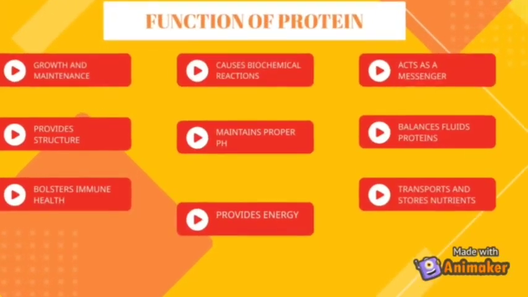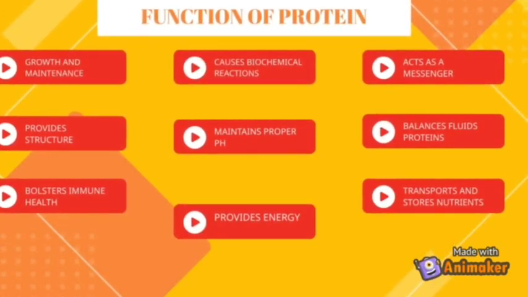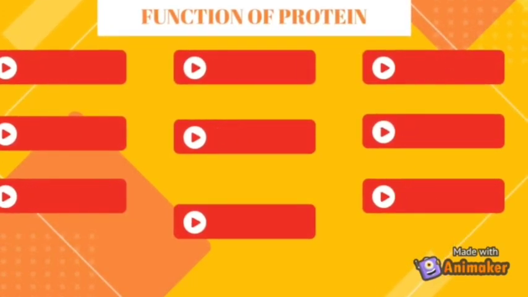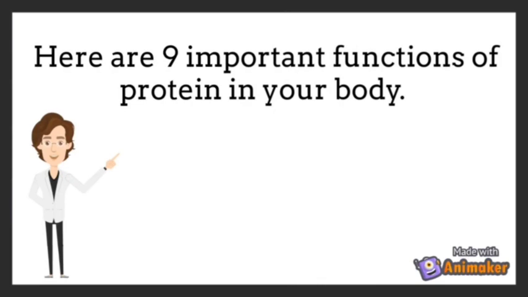Function of protein. Proteins are made up of amino acids that join together to form long chains. You can think of a protein as a string of beads in which each bead is an amino acid. There are 20 amino acids that help form thousands of different proteins in your body. Here are 9 important functions of protein in your body.